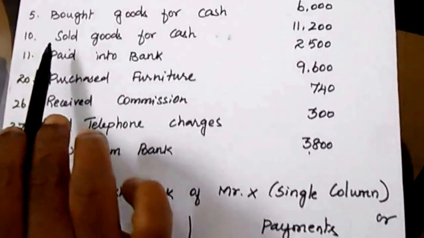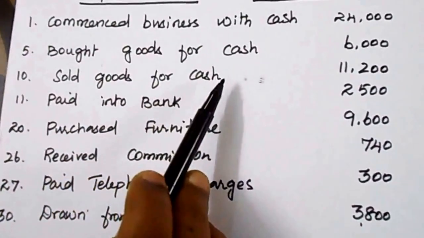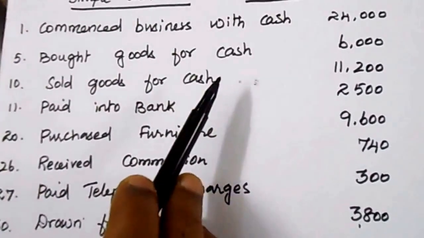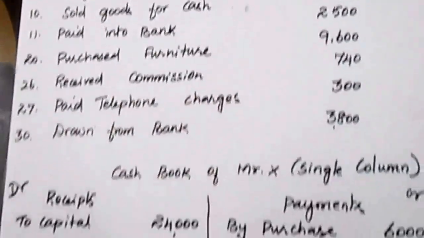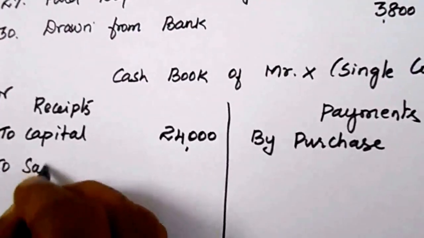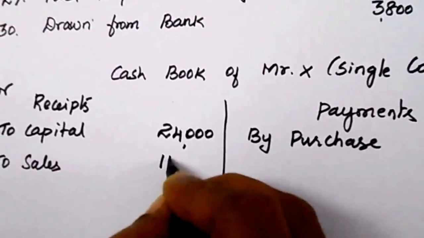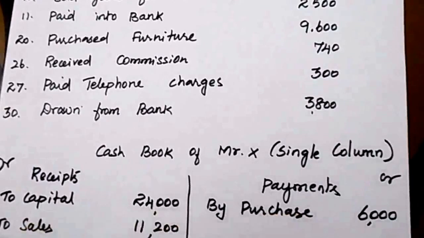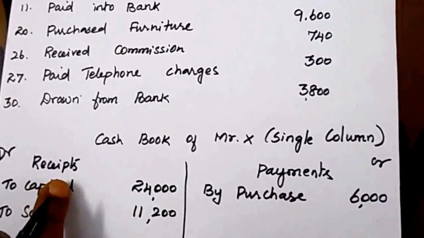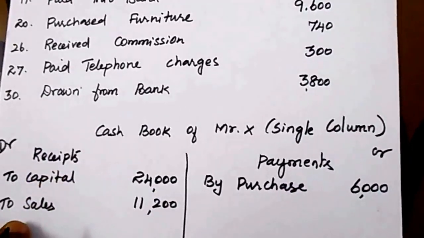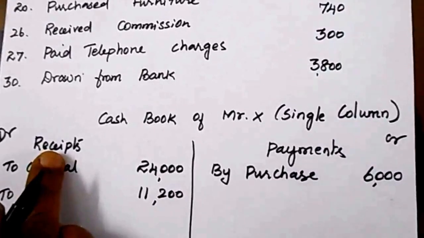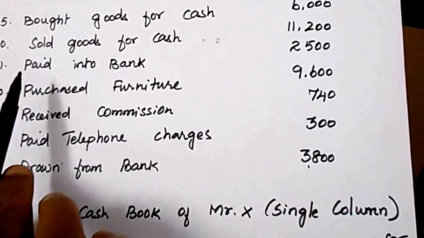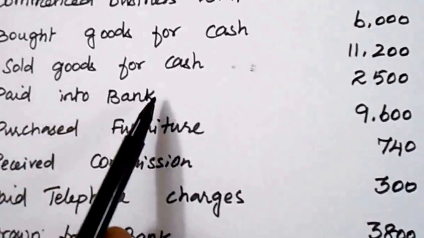Then third entry, sold goods for cash. What is the entry? Cash account debited to sales. To sales, 11,200. When you sell something, what comes in? Cash comes in. So it is a receipt. So enter sales under the debit side. That is the receipt side.